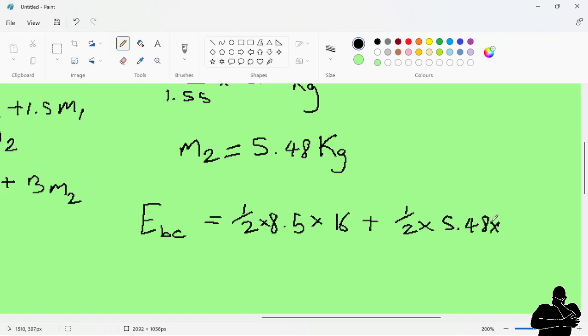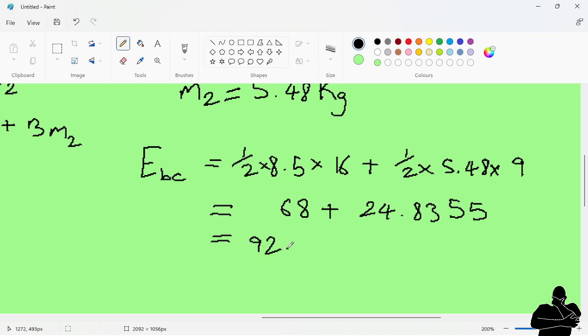The velocity of m2, even though it's negative, because energy is scalar, the sign isn't taken into consideration. And since the sign isn't taken into consideration, we just call the velocity positive 3. And the positive 3 squared would give you 9. All we got to do now is multiply this, multiply that, and then add the two. When we do that, we should get 68 plus 24.8355. And then when we add the two of these, we get an answer of 92.66 joules.